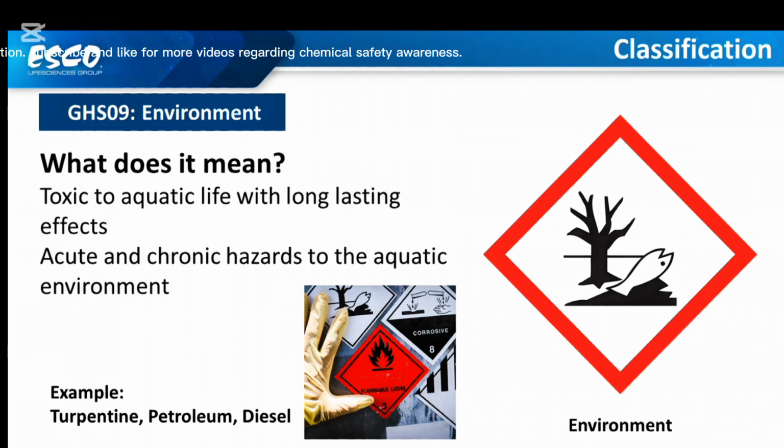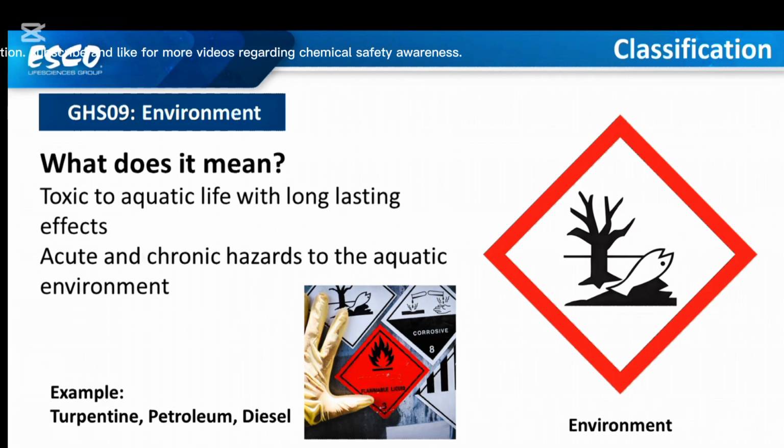Then we have the GHS09 environment. So these are chemicals that can also cause harm to the environment, we're saying like water or soil. So they are toxic to aquatic life with long-lasting effects, so acute and chronic hazards to the aquatic environment. For example, we have turpentine, petroleum, and diesel. And the symbol would be basically the environment, as you see, fish, trees, and soil.